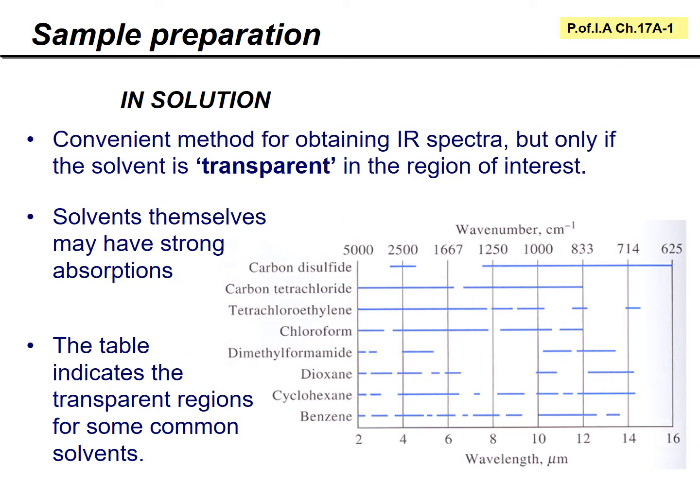Solution phase measurements can be a bit more problematic. They're very convenient. If you have a sample, you can just dissolve it in a solvent, pop it in a cuvette, and measure it in the spectrometer. However, the catch is that a lot of solvents absorb infrared. So you need a solvent that is transparent in the region of interest. Water is especially bad for this.